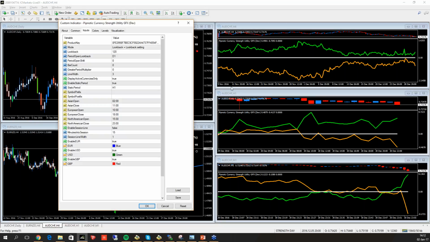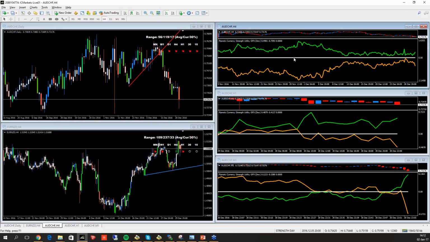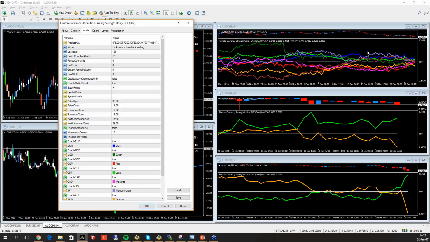Okay, and I'm going to quickly run through the configuration options for this indicator, because I think it's pretty important, and I want everyone to be up to speed with regards to what this software is actually doing. And so it operates in three different modes. The default mode is the look back equals look back setting, which is the value that you specify in this configuration option.